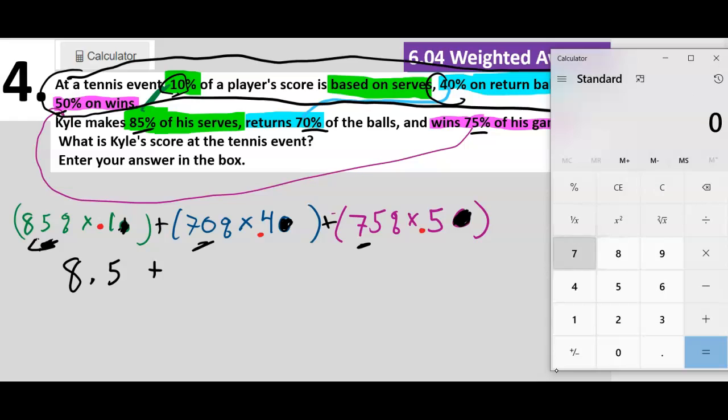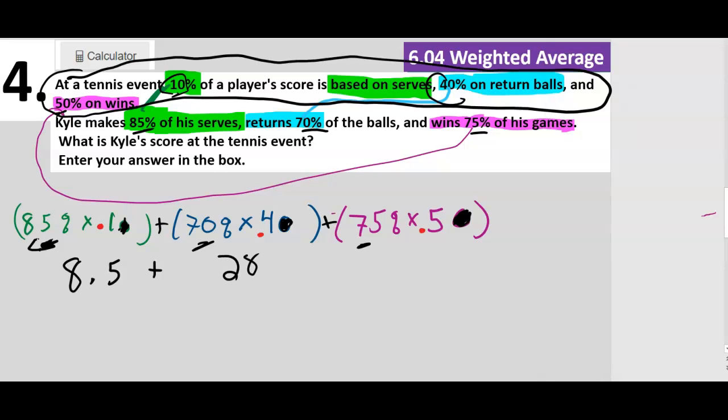Clear calculator, 70 times 0.4. I could put a 0 there. Watch what happens. I'll still get the same answer. 28. What if I didn't put the 0? What if I did 70 times just 0.4 instead of 0.40? I still get 28. Save yourself some time, yeah? And so on and so forth.